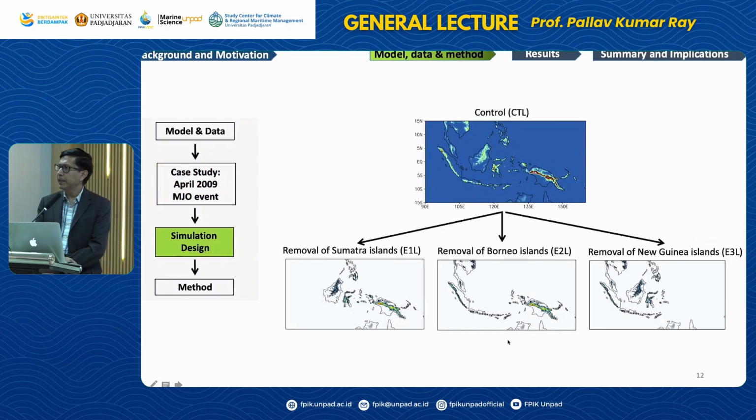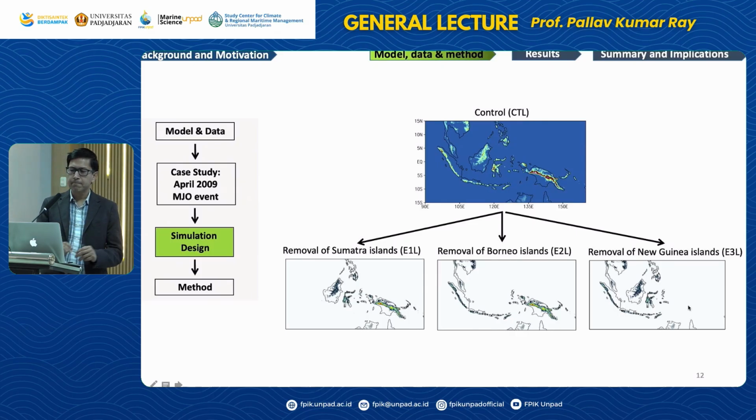So these are the three numerical experiments that we are doing. The first experiment is a control experiment where we have realistic land over the maritime continent. I'm calling one experiment E1L, where I actually remove Sumatra. So there is no Sumatra in our model, and we run the model to see how it influences the maritime continent precipitation. In the second experiment, I'm removing Borneo and Sulawesi and looking into how it influences precipitation over other islands. And in the third experiment, we are removing New Guinea to see how it influences the precipitation over other islands.